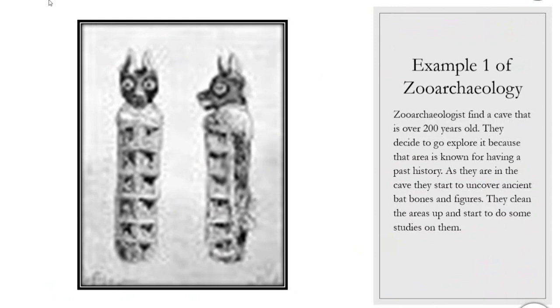The first example of this would be if zooarchaeologists find a cave that is over 200 years old. They decide to go in and explore it because they know that the area is known for really great past history and really great findings. So they go in and they uncover ancient bat bones and figures. They obviously want to preserve and clean this up so they can do as many studies on them as they can.